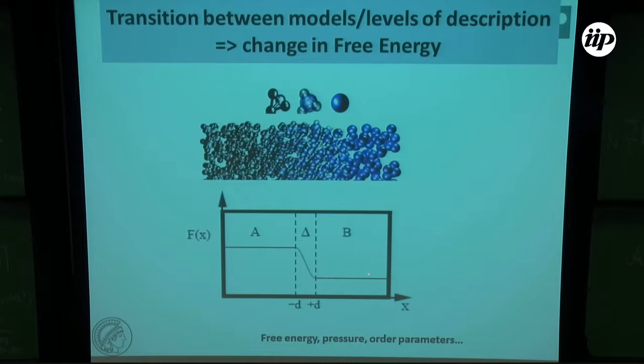A priori, it's absolutely not set that it has to be like this. It can also be like this. So that is a different issue. And then I have a transition region between these two regimes. And what I wrote here for the free energy, of course, can apply to the pressure, can apply to order parameters. If you think of water, you have this tetrahedral order parameter, which if you have a spherical model for water here, and here you have a real water molecule, there's absolutely no reason that this order parameter here is the same. Just the g(r) is the same, but that doesn't mean that this order parameter is the same.